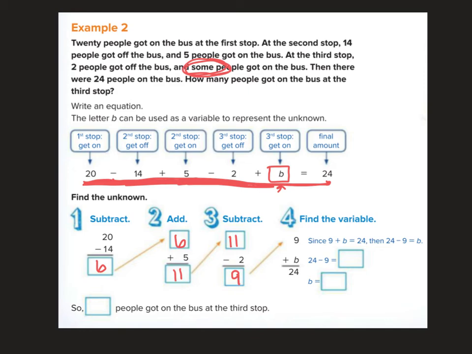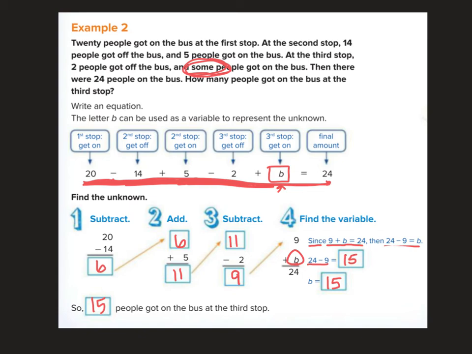9 plus something equals 24. Since 9 plus b equals 24, then 24 minus 9 is b. So if I take 24 minus 9, I would get 15. So b is equal to 15. So that means that 15 people got on the bus at the third stop.